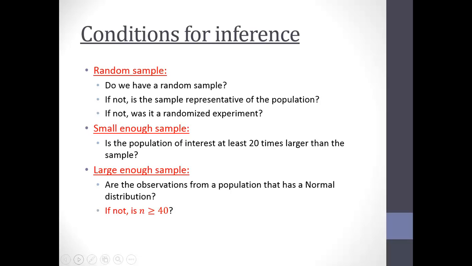And for the small enough sample, there are some theoretical things there, but we do always want to make sure our sample is not too big. Then for the large enough sample, you can go one of 2 ways. Is the population normal? Yes or no. Check or not check. And if it's not normal, then is n at least 40? This can be your main strategy for thinking about conditions for hypothesis tests and confidence intervals. We need these 3 things to happen in both of those cases.